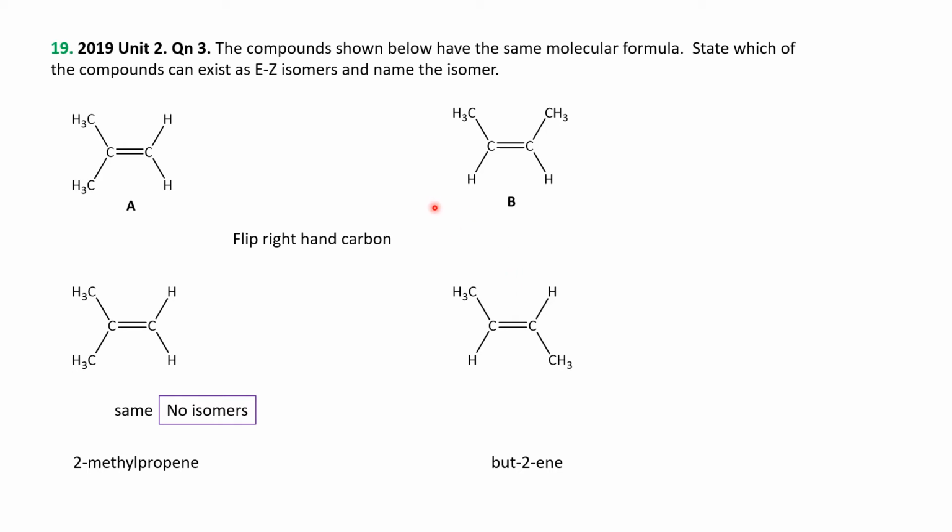As far as the labeling of E and Z, we first of all identify the higher priority group on each carbon, and carbon always beats hydrogen. When they're on the same side, it's Z, zusammen. When they are on opposite sides of the double bond, here this methyl is on top, this is on the bottom, then it's entgegen, E.